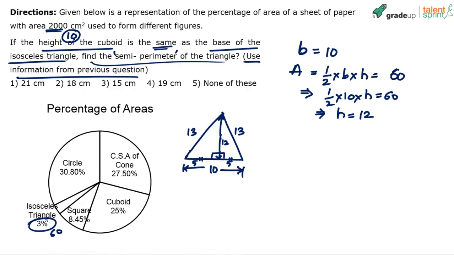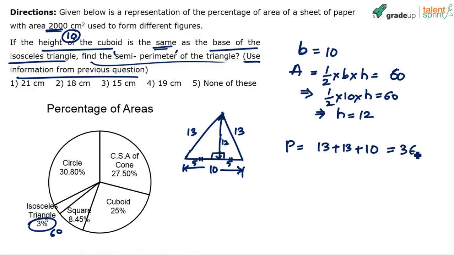You getting it? I know the height and I know the base. The full base 10 is divided into two halves, 5 and 5. Now do the calculation, right? He's asking us to find out the perimeter of the triangle. Perimeter of the triangle will be 13 plus 13 plus 10. Yes or no? 13 plus 13 plus 10. 26 plus 10, 36.